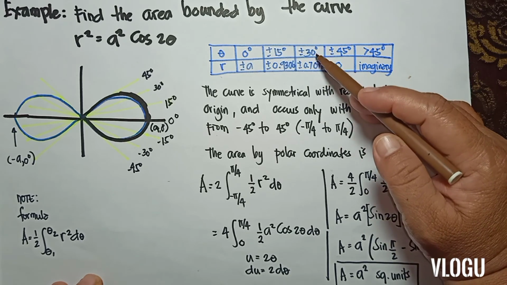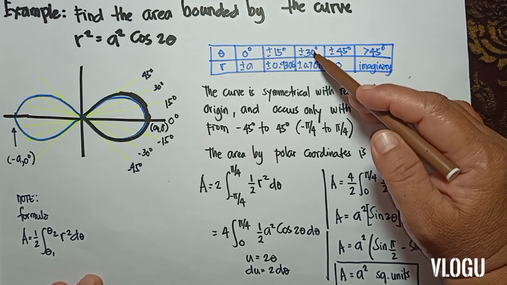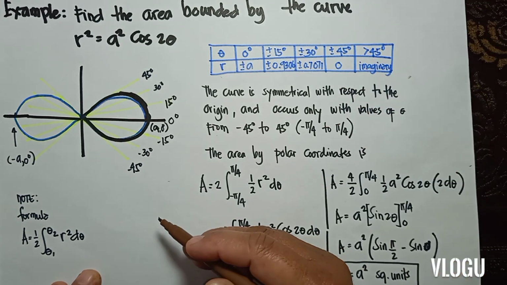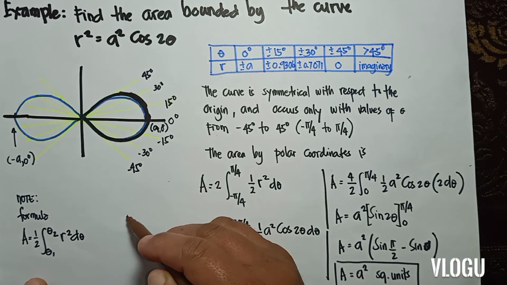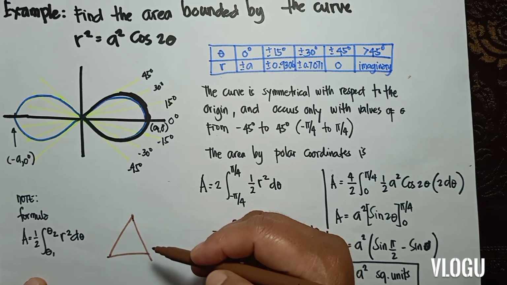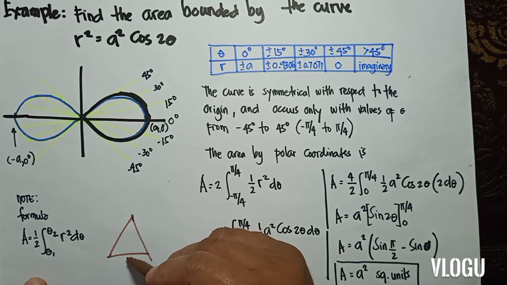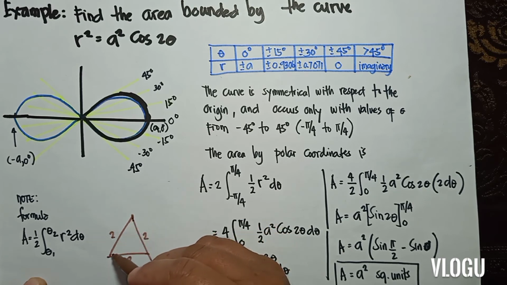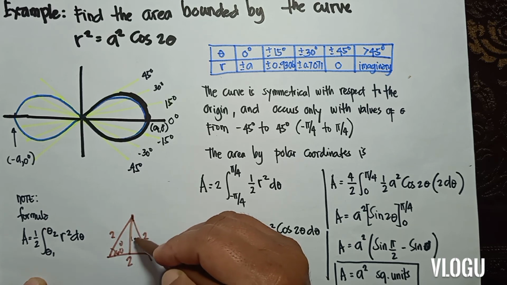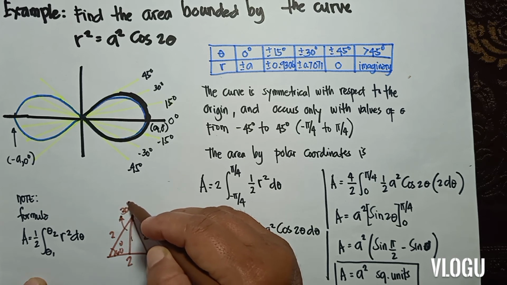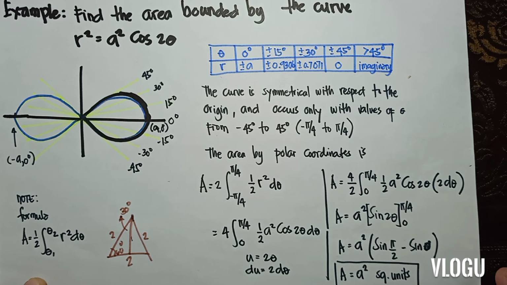And then cosine 30, 30 times 2, that is 60. So take note, if you will, how to determine the special angles. So the 60, if you are going to cut this in half, so this is 30 degrees. Okay. So that is 30 degrees.